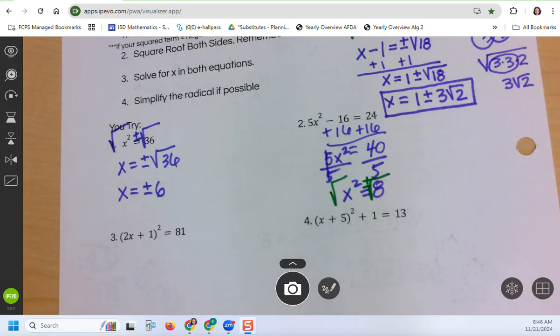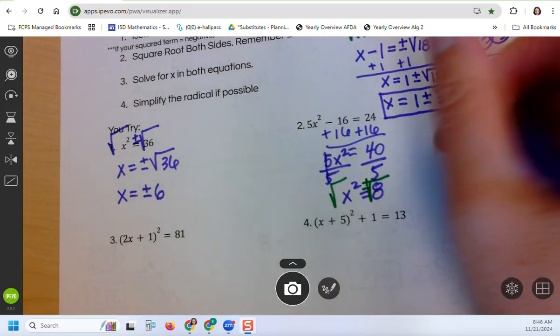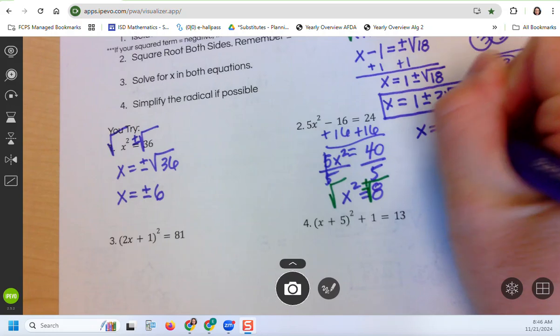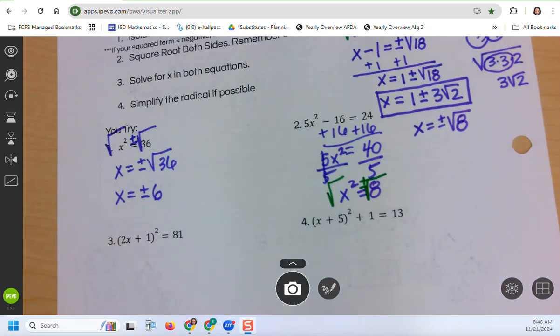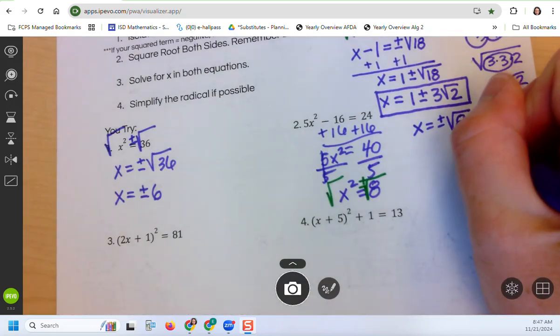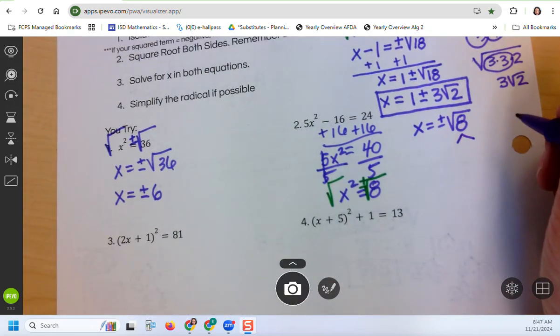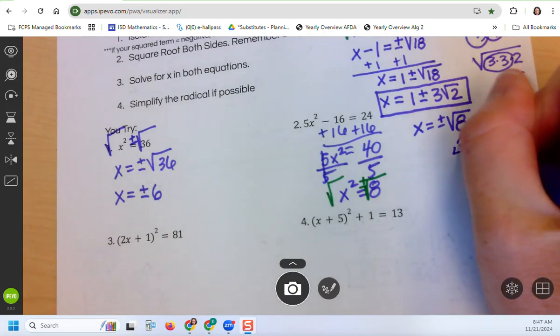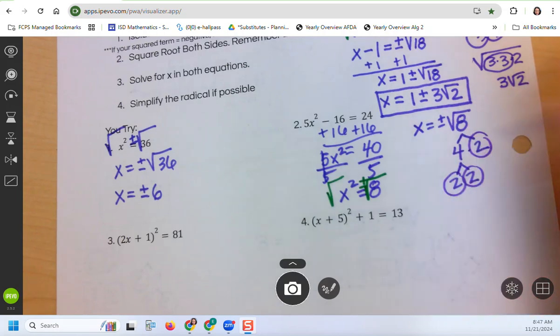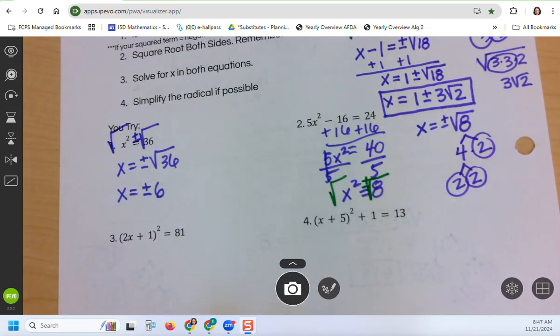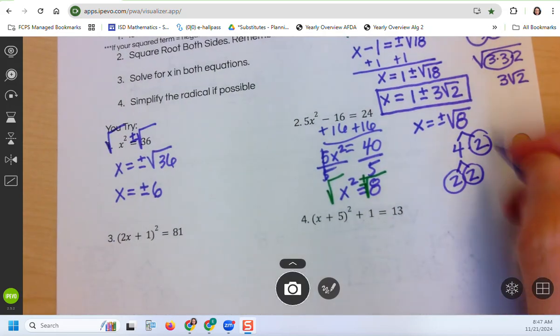So x is equal to plus or minus root 8. Now root 8 can simplify. So you're going to do a factor tree. 8 would be what times what? Could be 4 times 2. And then the 4 is 2 times 2. So there's 3 of them. That's what you're asking me about, right? Yeah. So 8 is 2 times 2 times 2.